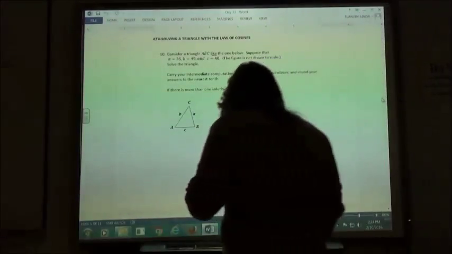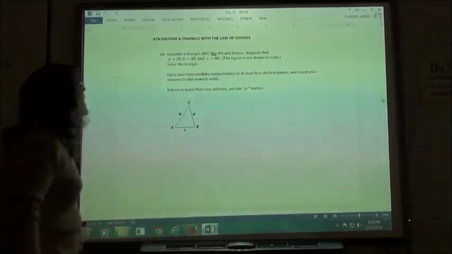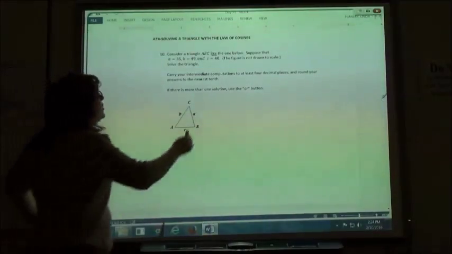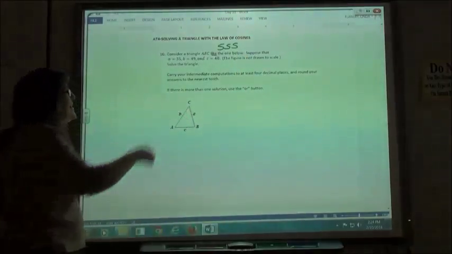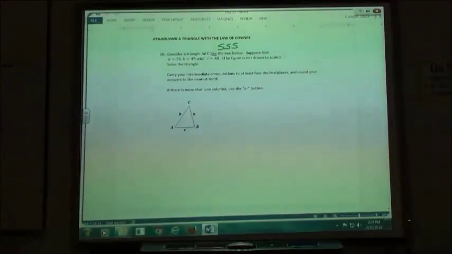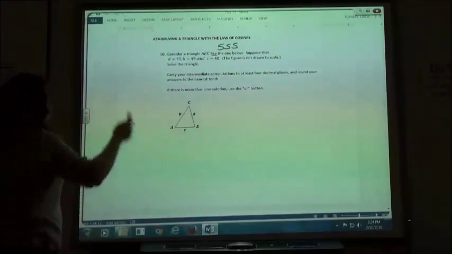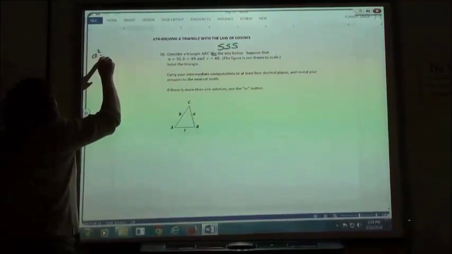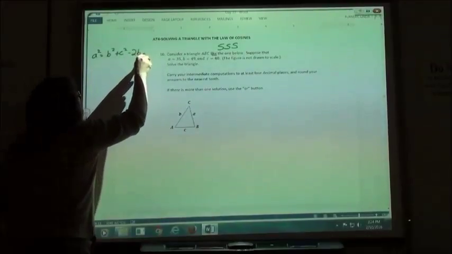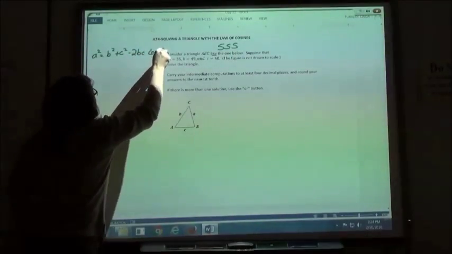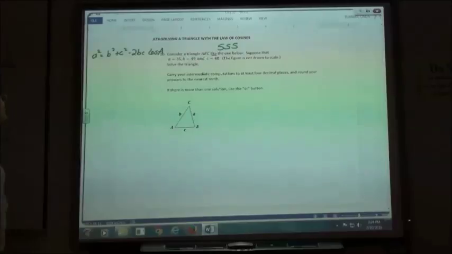All right, 10, 11, and 12, we are doing the law of cosines. The law of cosines is used when you have the case where you have a side, side, side. You have all three sides, but none of the angles. So the law of cosines says, if I take a squared, it's going to equal b squared plus c squared minus 2bc times the cosine of angle A.